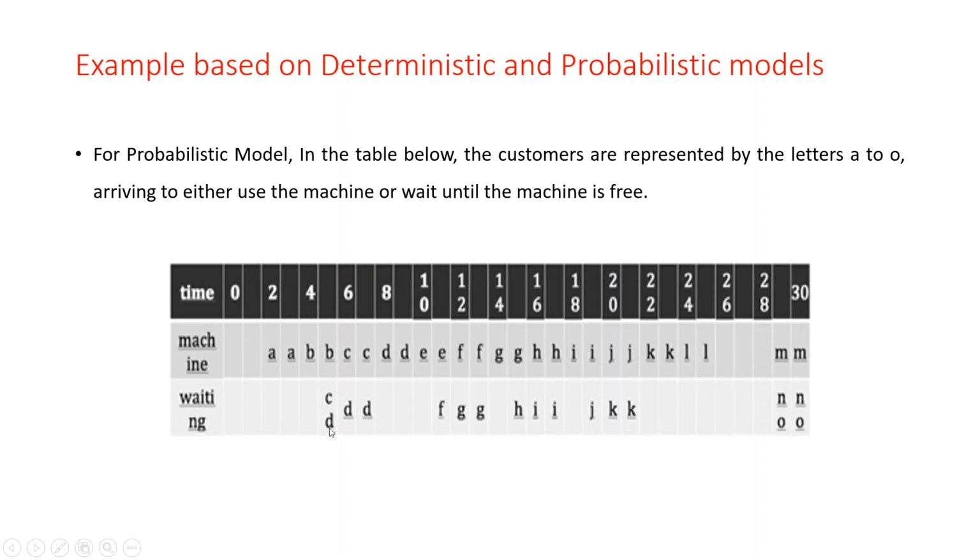So C and D are in the waiting list. Similarly, C gets the machine at the 6-minute time, the 7-minute time, and D is in the waiting line. Similarly D, then E, and F is waiting for the next queue, and so on. So in this table, the customers are represented by the letters A to O, arriving to either use the machine or wait until the machine is free. So this is the concept of the probabilistic model.